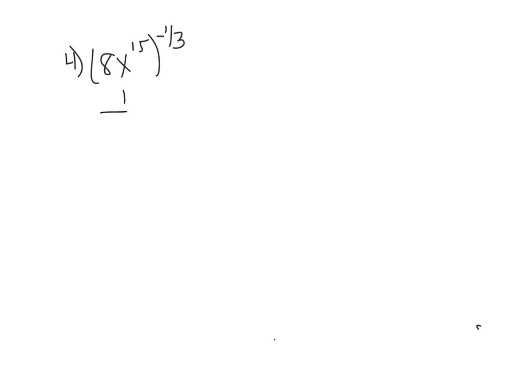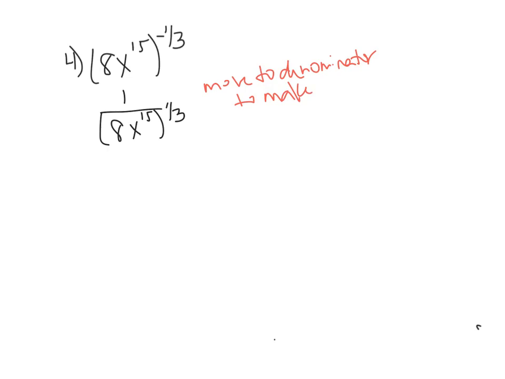So using our law that says I can create a positive exponent, I'm going to put 1 over 8x to the 15th, and then all of that to the 1/3. To the positive 1/3, because if I move it to the denominator, it becomes positive. So if you need to write out steps, we're moving to the denominator to make it positive.